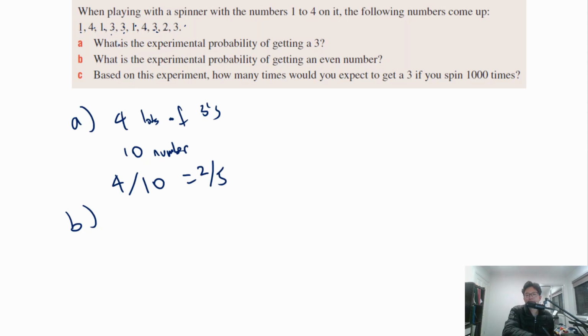B will be even numbers. We have 1, 2, 3 even numbers. So that'll be 3 out of 10 for B.